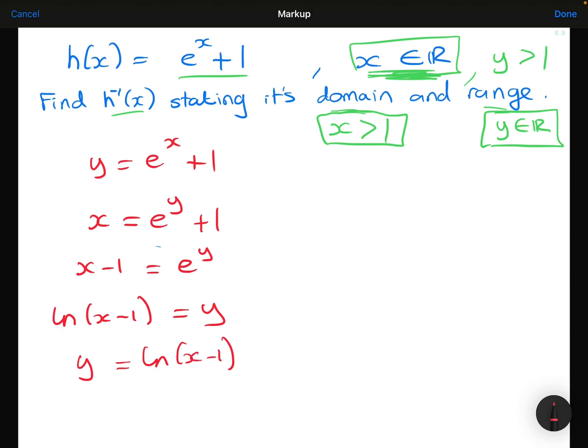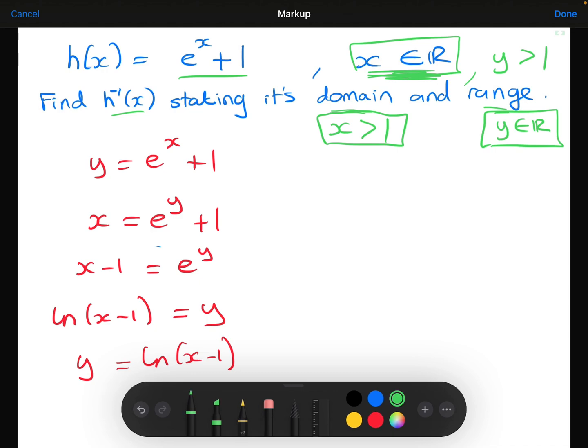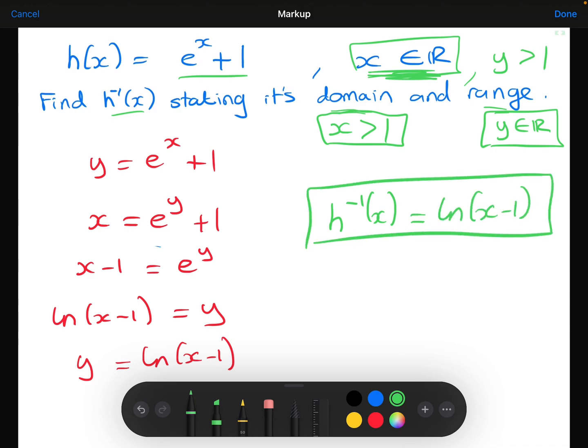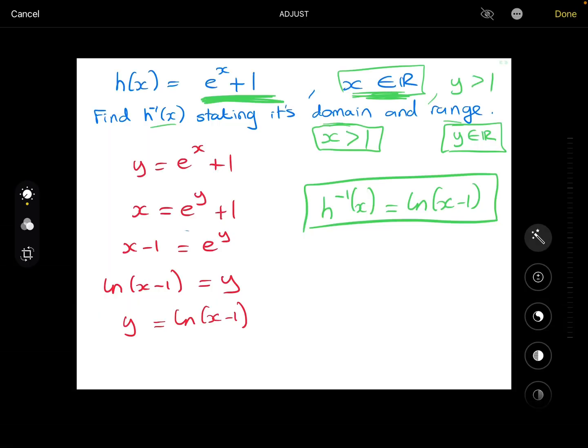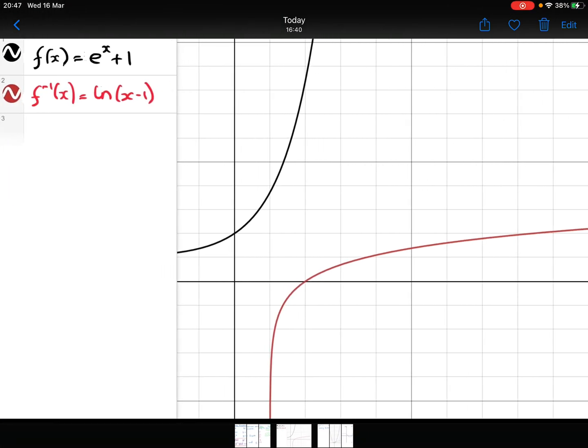Or in its usual notation that I would give for the inverse function, I'd say h inverse of x is equal to ln x minus 1. This is the inverse function of this with its domain and range. Now, before we move on from this, let me just show you what this looks like graphically. And then we'll look at another example.